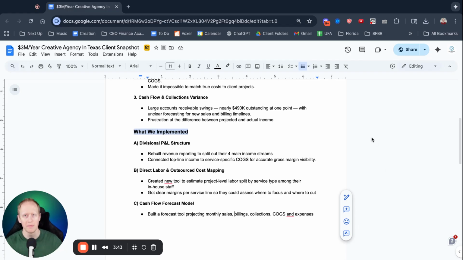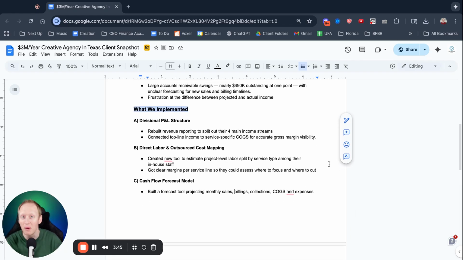Finally, actually, there's two more things. Bear with me here. This next one was really cool, super nerdy. We built a forecast tool that broke down the timing of their different things.